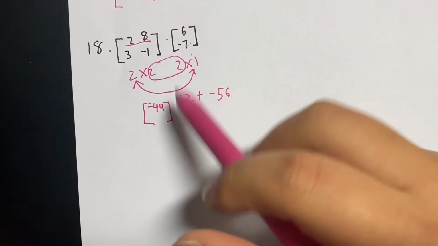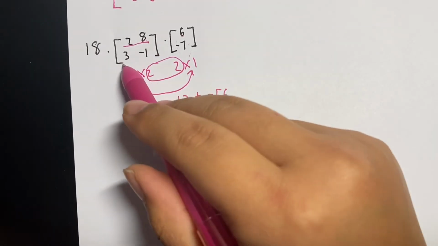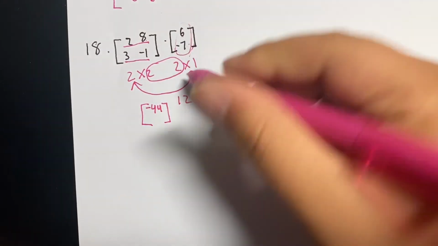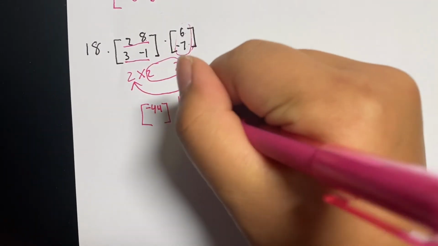Okay, now we're in the second row, first column. So that means we have to multiply this entire second row times this first column again. Okay, now we have to do first element times first element. So that's 3 times 6, which is 18.